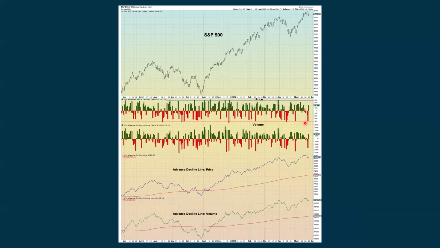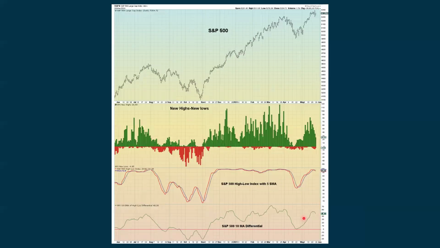We keep an eye on the internals for the market, where the advanced decline line based on price ticked up on Friday as well as volume. We really saw it come down on Thursday with that decline. But for right now, it's holding up. And as long as we're above these moving averages, we are looking a little better.